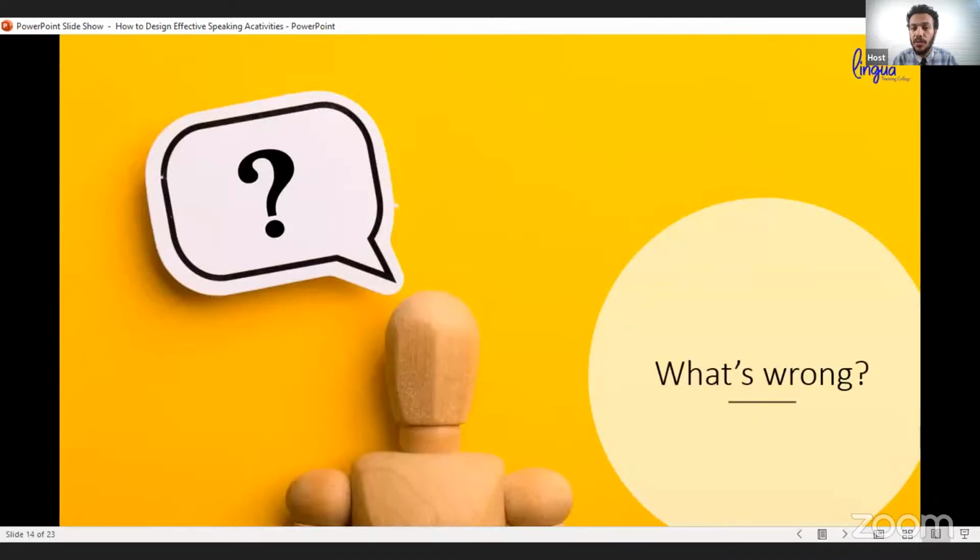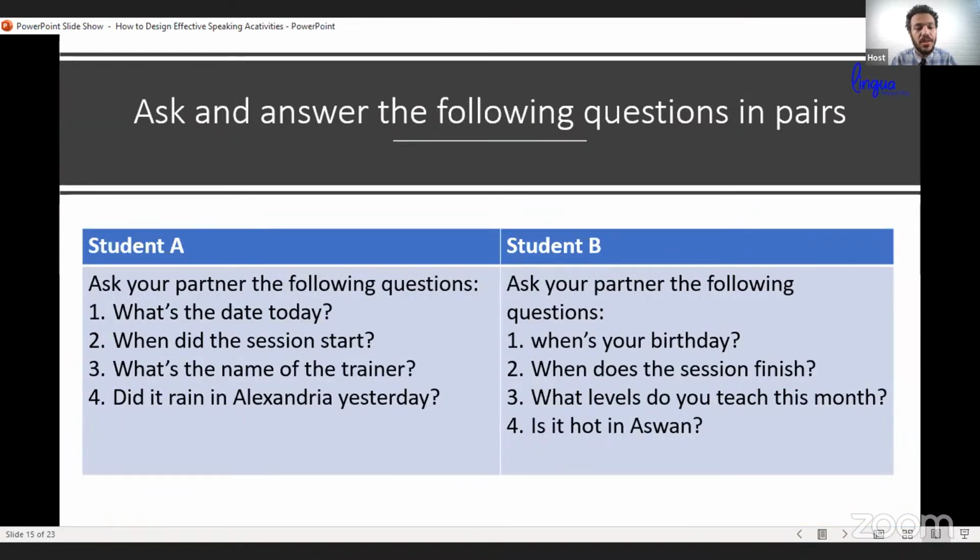Now we'll have a look at some speaking activity questions, and let's see if there is something wrong or not. If we have a look at the same question we had before, what do you think about it? I think we already covered it, but let's have a look at it again. What does it lack?